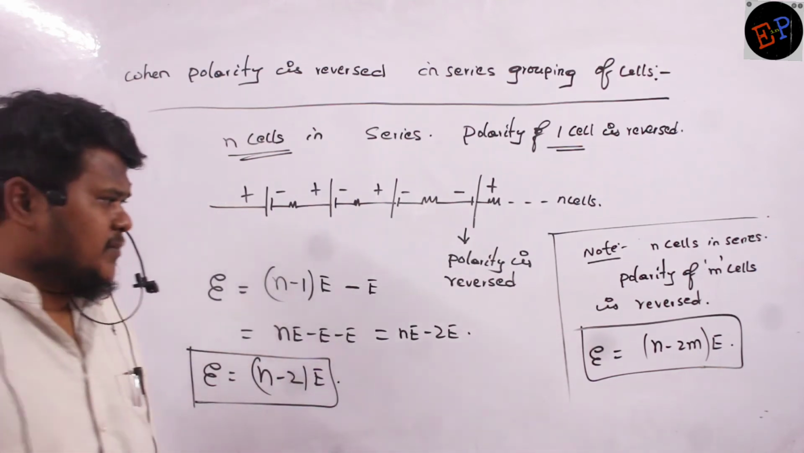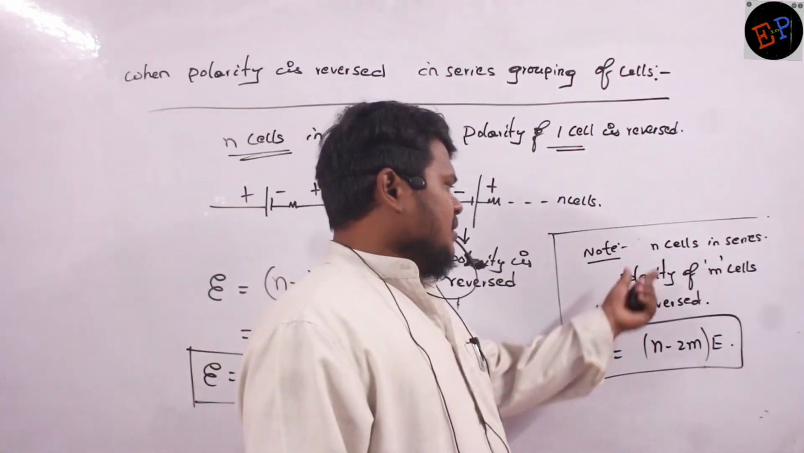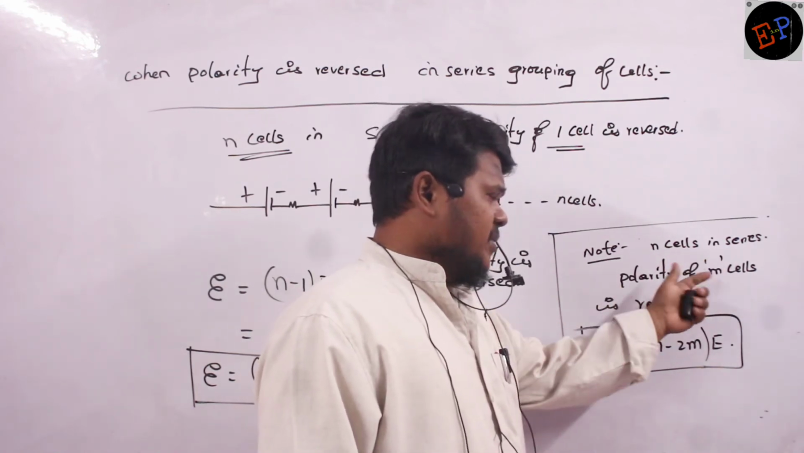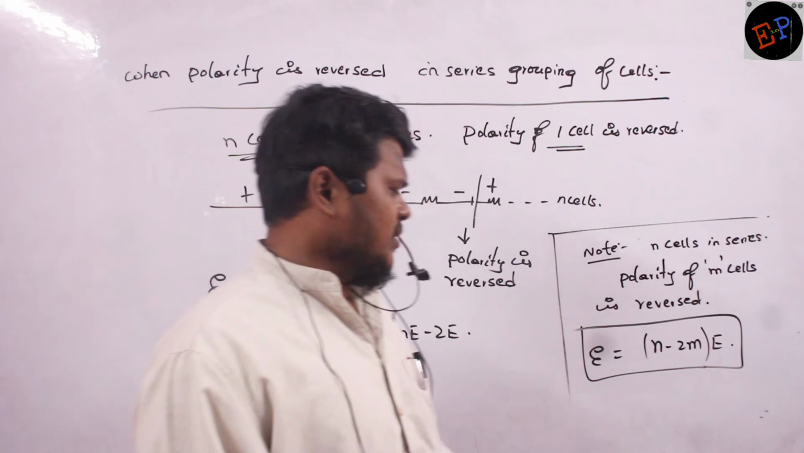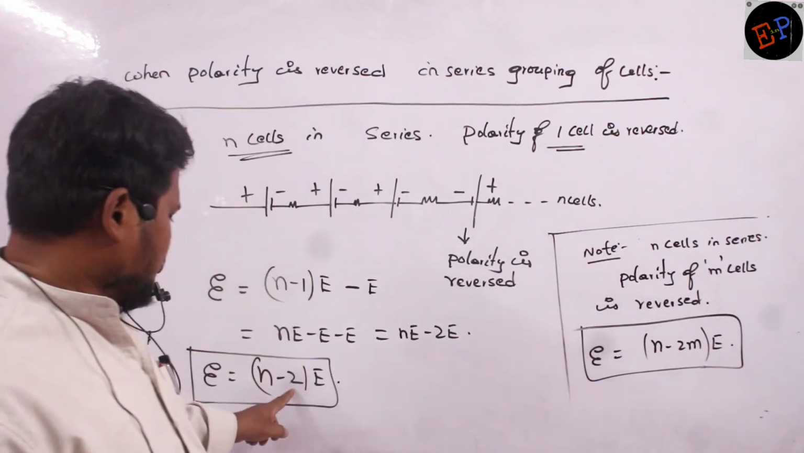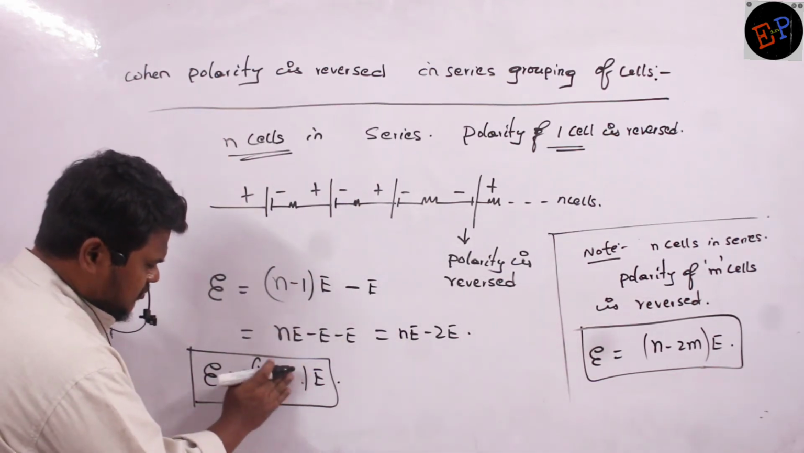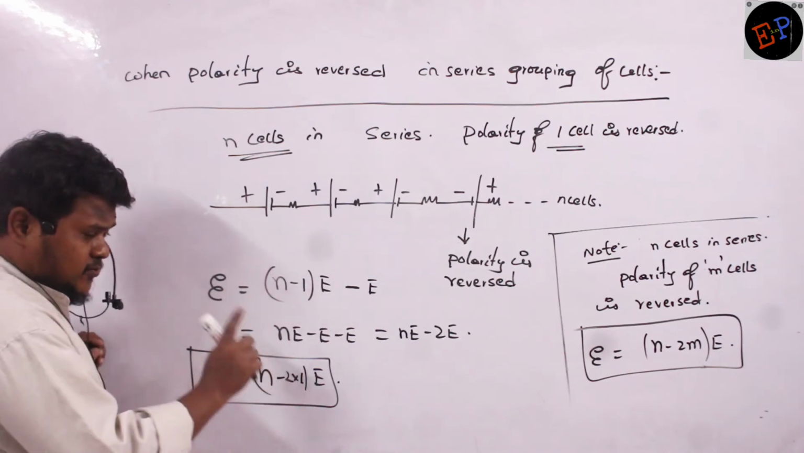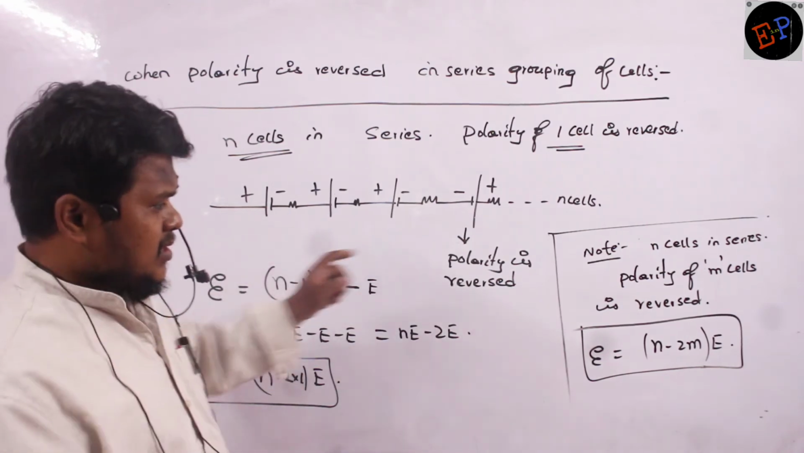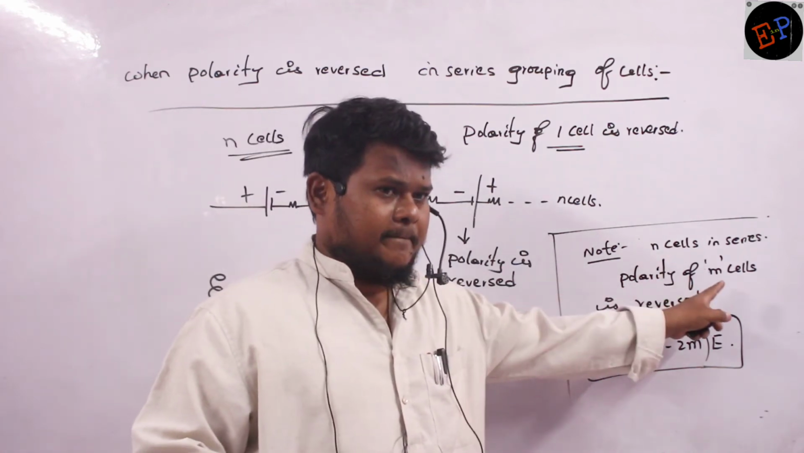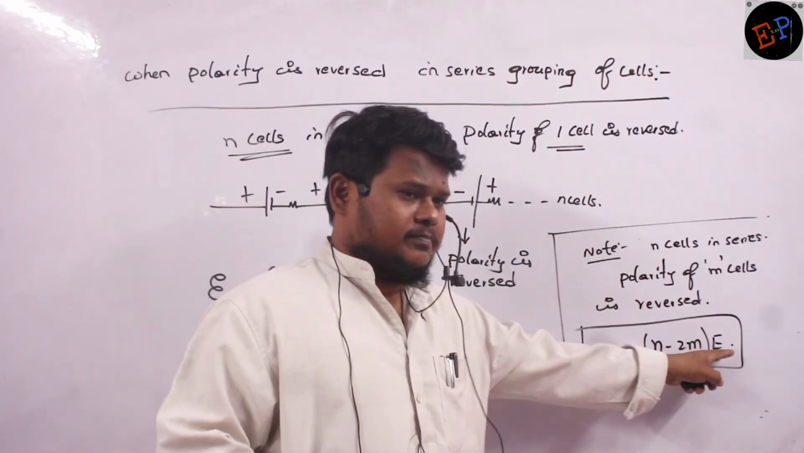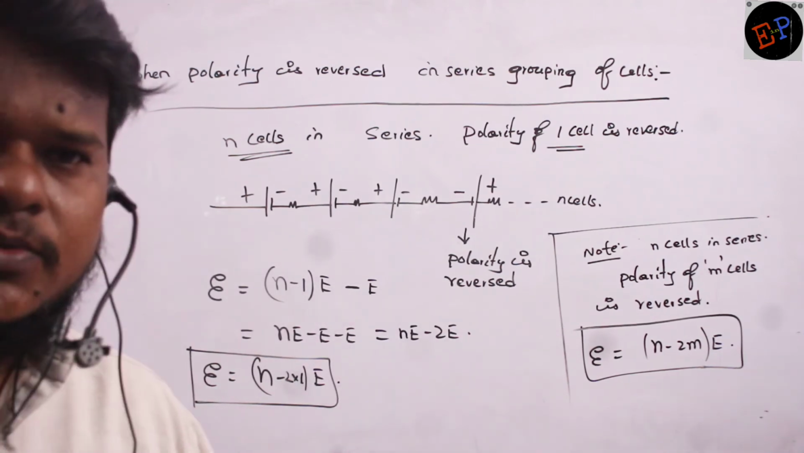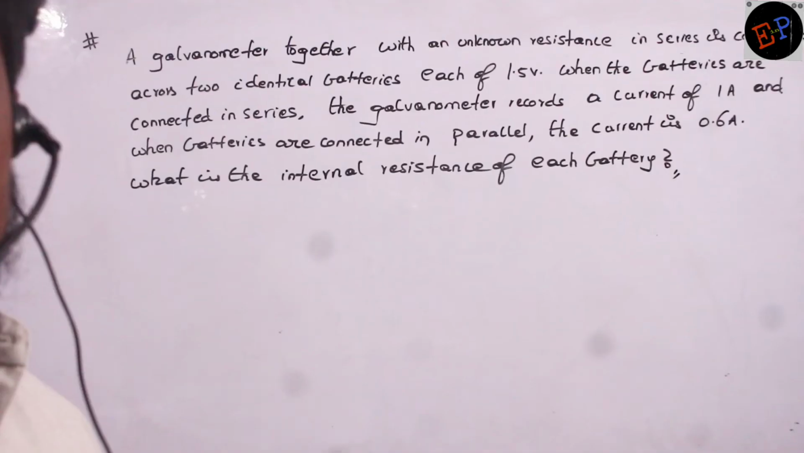Are you able to understand? N cells are connected in series. Out of them, M cells' polarity is reversed. M can be anything, 2, 3, 4, anything. Here 2 means 2 into 1, which means the polarity of one cell is reversed. Here, how many cells' polarity is reversed? M. So it is N minus 2M multiplied by E. That is the effective EMF. Understood? Very simple.